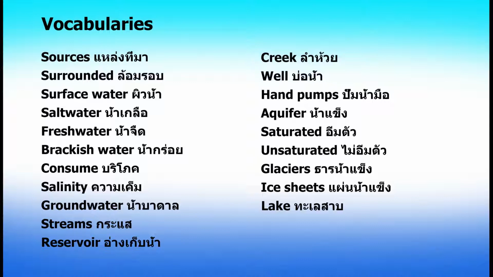So first we have sources: surrounded, surface water, salt water, fresh water, brackish water, consume, salinity, groundwater, streams, reservoir, creek, well, hand pumps, aquifer, saturated, unsaturated, glaciers, ice sheets, and lake. So we have searched for the equivalent of these words in Thai. I hope that this is going to be very helpful as we learn our lesson. So please refer to these vocabularies. Thank you.